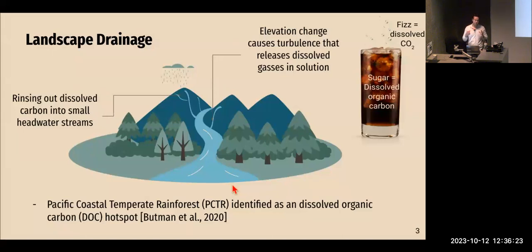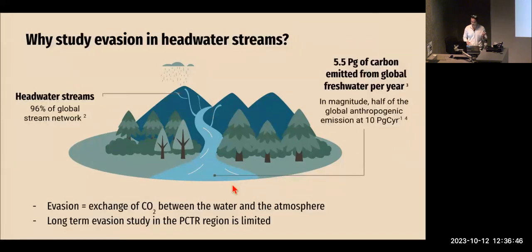As the stream water travels down the slope, you can almost imagine it like pouring a Coca-Cola down one of these peaks. The water travels through pools and riffles and waterfalls. This is similar to shaking a Coca-Cola bottle and opening the cap, and that puff of CO2 leaving the solution into the atmosphere. This is a process we call evasion. This water-air exchange of CO2 is what we call evasion.